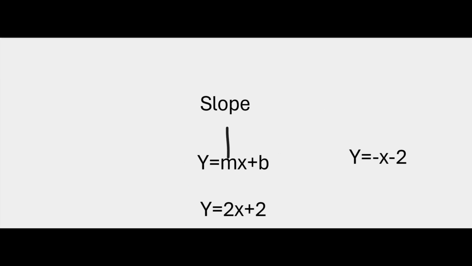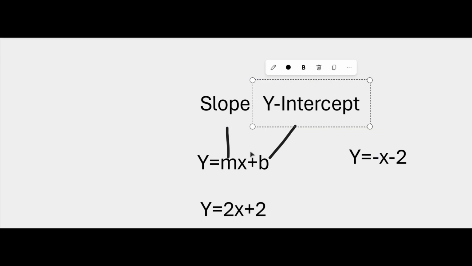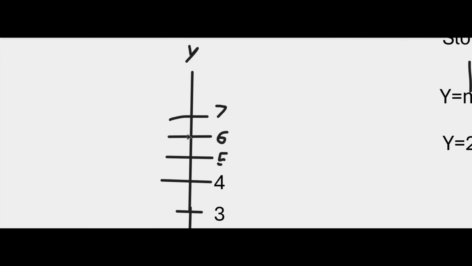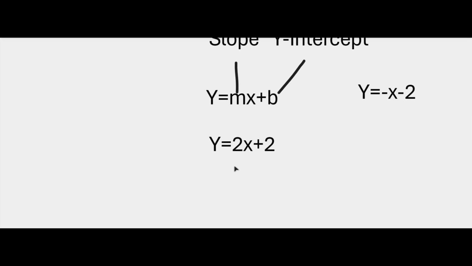But next, the other major part that we have is your b, which is also your y-intercept. So your y-intercept is where it connects on the y-axis, which is this vertical axis here. And then your x-axis is your horizontal one.